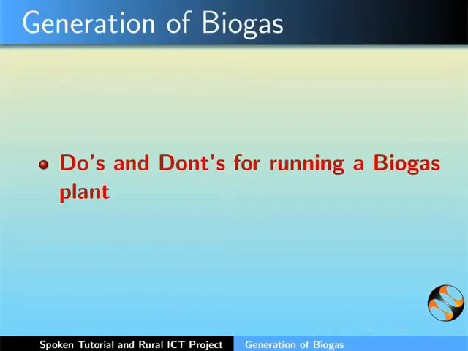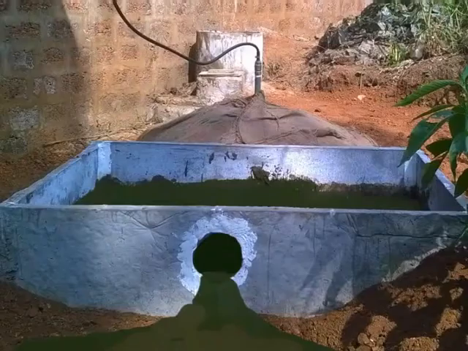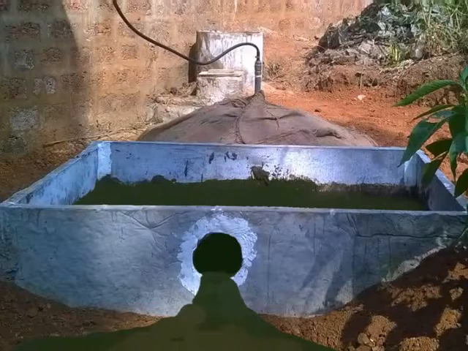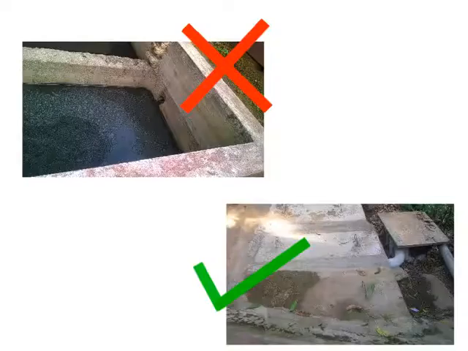Some do's and don'ts for running a biogas plant are: on a daily basis, check flow of the waste from the mixing tank into the digester tank. Check that the slurry is flowing out of the slurry tank. Do not keep the mixing tank and slurry tank uncovered.